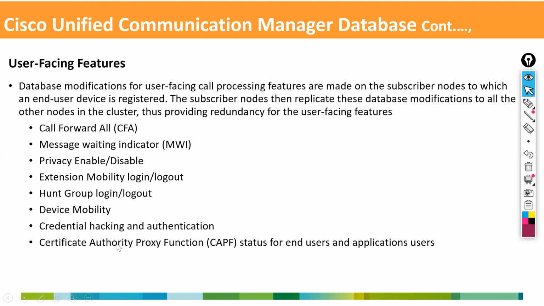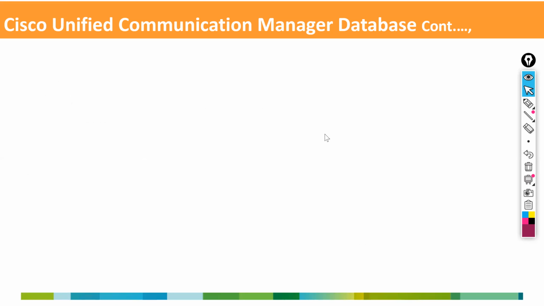Next, CAPF, certificate authority proxy function. This service will also work. This is for security reasons. This is the certificate actually. It means if the publisher is down, it will not affect any call processing. It still works. Only the configuration part, if you want to modify or delete something, is not possible, because we always do that on the publisher. So these are the two types of database we have.